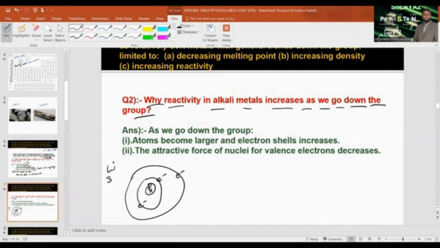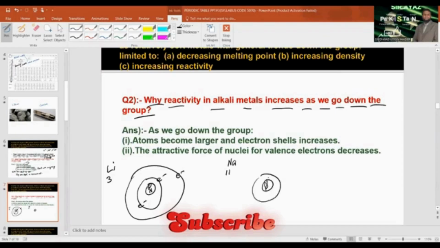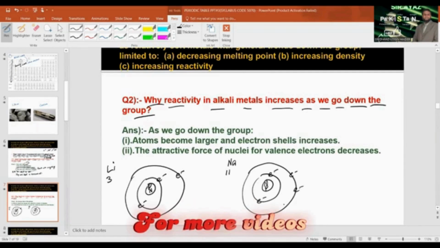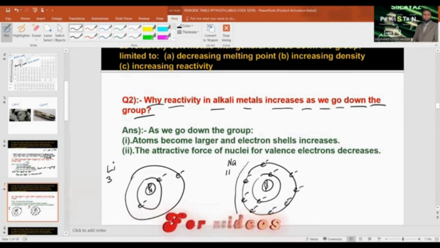Now after lithium, we have sodium. The proton number of sodium is 11, which means it has 11 protons and 11 electrons. This will be the nucleus of sodium, neutron and proton. In the first shell, there will be 2 electrons, 1, 2. In the second shell, there must be 8 electrons, 1, 2, 3, 4, 5, 6, 7, 8. Now 1 electron is left. In the third shell, we have 1 electron.